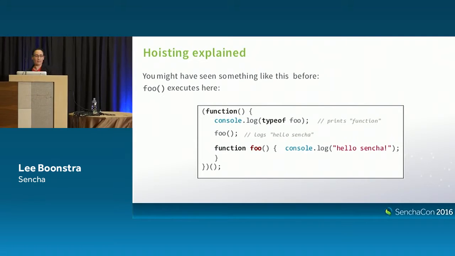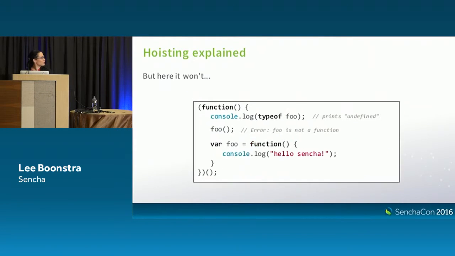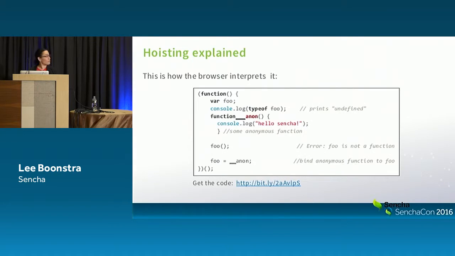Now that works fine, but it always amazed me that as soon as you save the function to a variable, the same code snippet would break. Why is that? Here it would say error, foo is not a function. It also says, when you run a typeof foo, that it's undefined. The reason is this is how a browser sees it. A browser would declare the variable at the top of the scope. It can be in a function, or in a window scope. That's an undeclared variable, so there's nothing assigned to the variable yet.